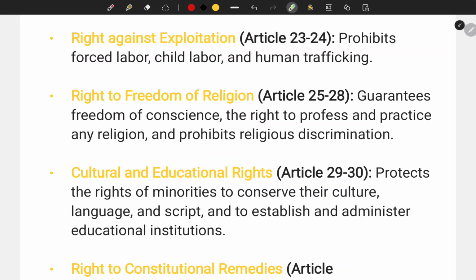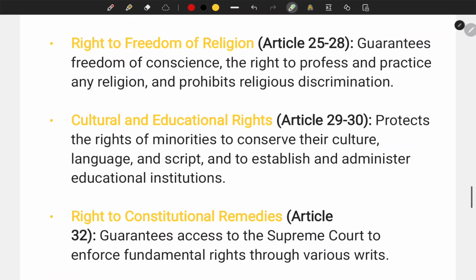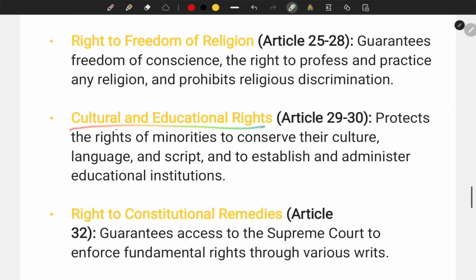If in a certain place you're not allowed to profess or practice any form of your religion, then it should not be for your specific religion. It should be for everyone, right? So that ensures the freedom of religion. Then there are cultural and educational rights.